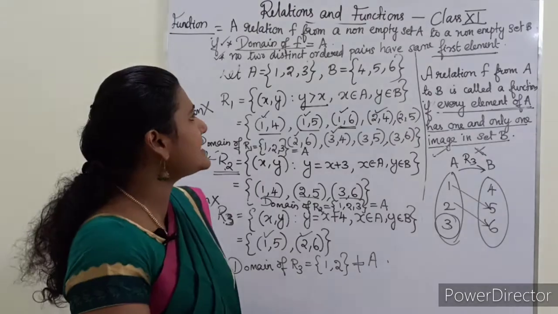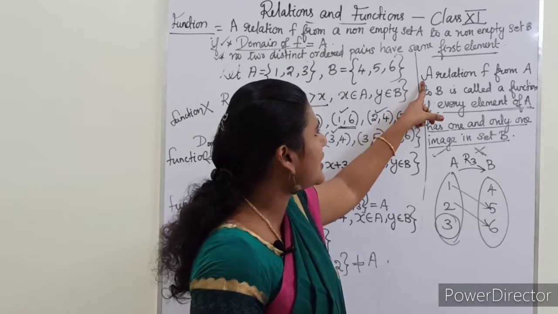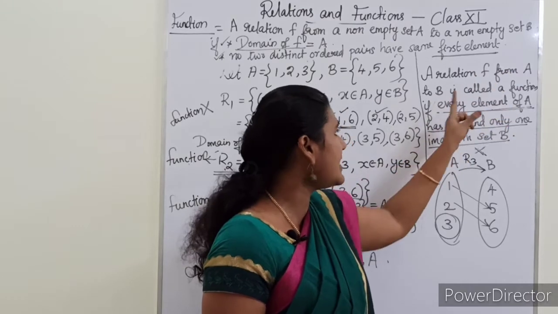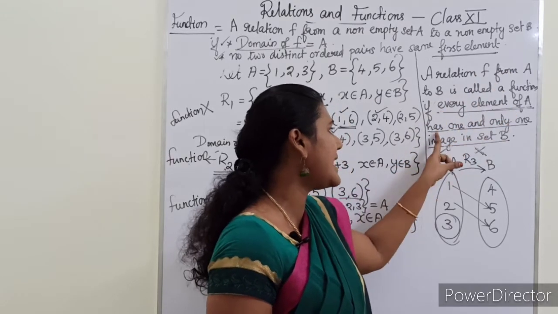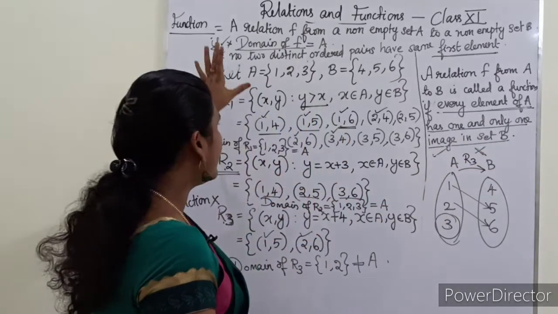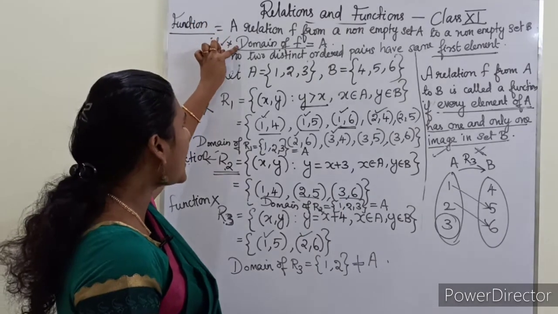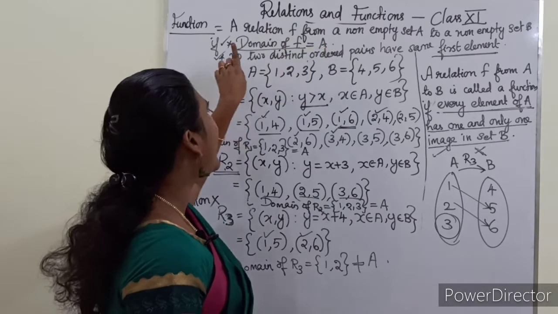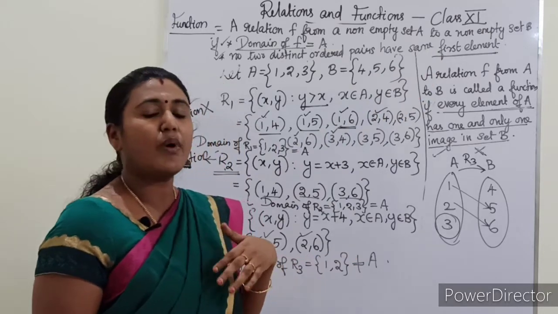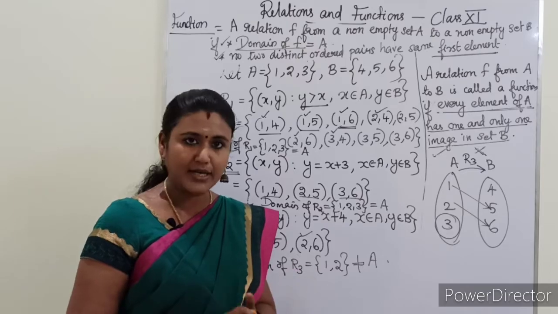So you have to understand these two concepts when you learn functions. First, the definition of a function: a relation F from A to B is called a function if every element of A has one and only one image in set B. And the second definition, in other words, we can call a relation a function when the domain of F is equal to A and no two distinct ordered pairs have the same first element. So why am I repeating this? Because you should understand this concept very clearly. It's a very important concept.